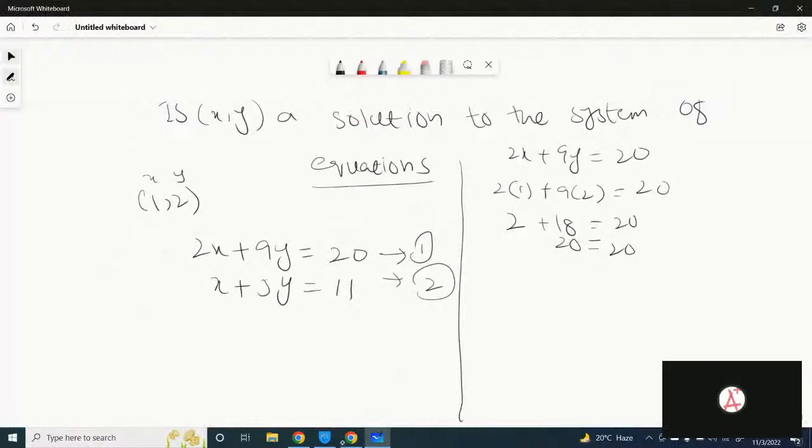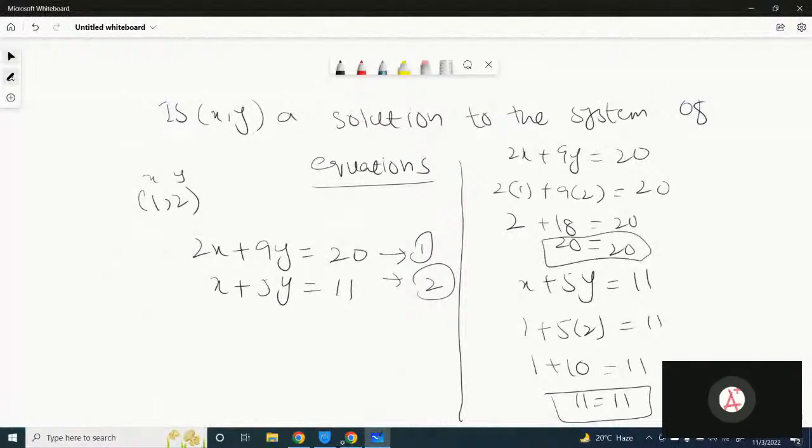Got it? Okay, replace the second equation with the values. So x plus 5y, x is 1, plus 5 times 2 equals 11. So it would be 1 plus 5 times 2, which is 10. So both sides of the equation are the same. Got it? For both the equations, both sides are the same. That means yes, (1, 2) is the solution of the system of equations. Got it?